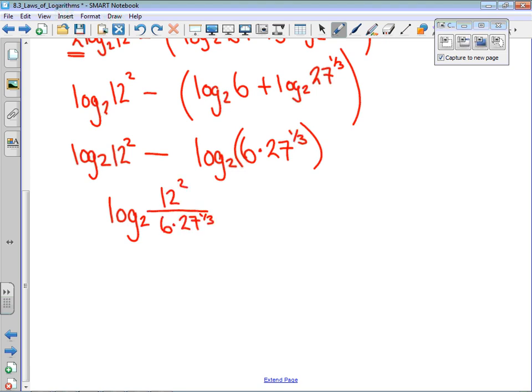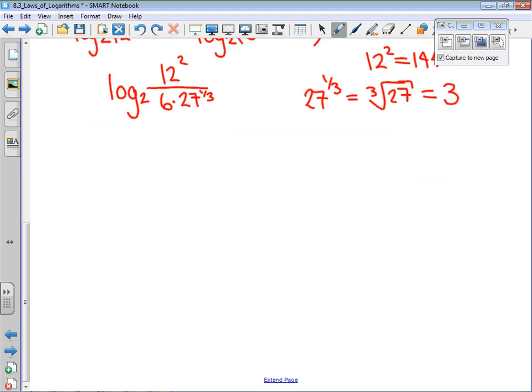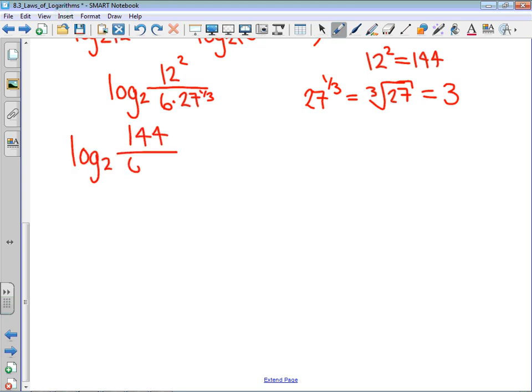I'm going to write this work over here: 12 squared is 144. And this one I'll write kind of twice here: 27 to the 1/3 is the cube root of 27, which we should know is 3. Now what that allows me to do is simplify my logarithm. So instead of the log of this relatively complex argument, I'm going to simplify it into log base 2 of 144 divided by 6 times 3, which is to say log base 2 of 144 divided by 18, which is log base 2 of, and I need my calculator for that to make sure I don't mess it up, 144 divided by 18, we get the nice number 8.